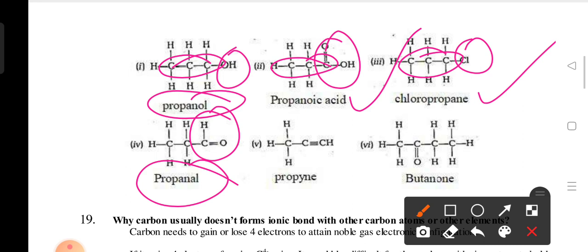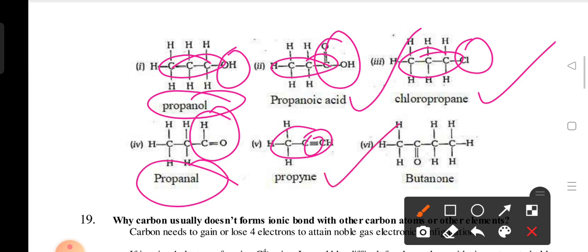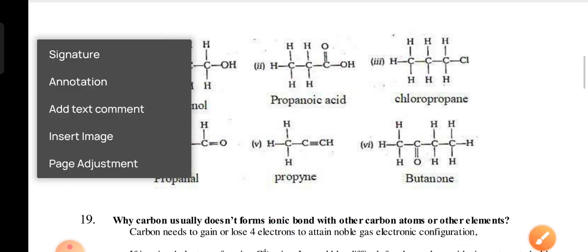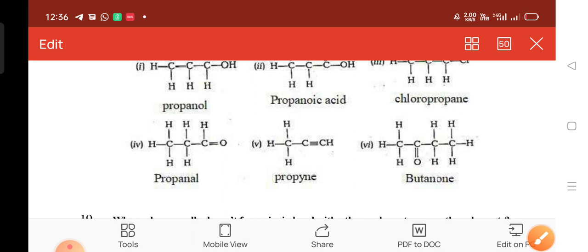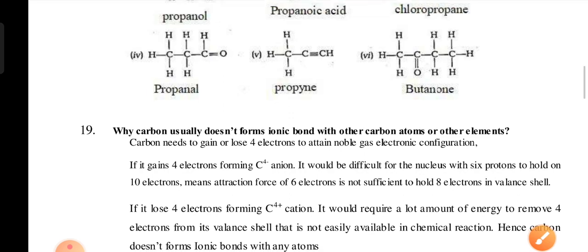Next one, how many carbon atoms are there? 3 carbon atoms, and between the carbons one single bond and one triple bond are there. That's why it's propyne, C3H4. Next one, butanone. It's a ketone. The functional group is CO. 4 carbon atoms are there, that's why it's butanone.